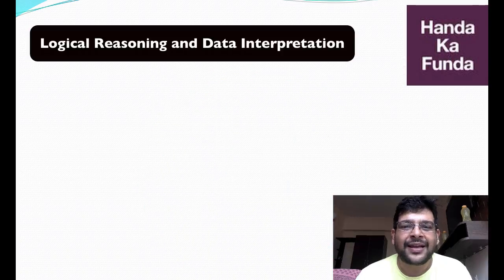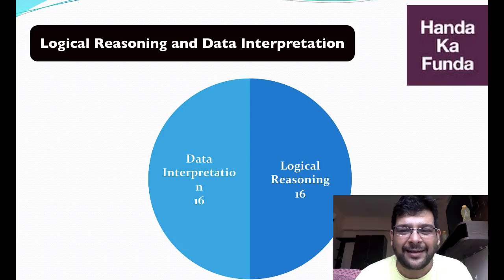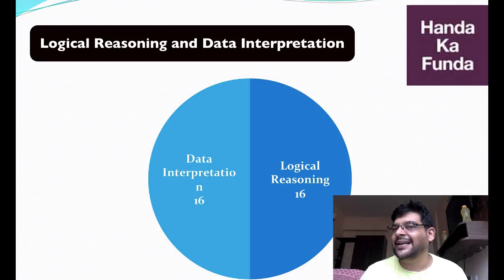Moving on to the next area, which slide should have been titled LR and DI. Logical reasoning will have 16 questions and data interpretation will have 16 questions. Now, if you look at CAT 2015 as an example, this was probably the toughest section, but not that tough.